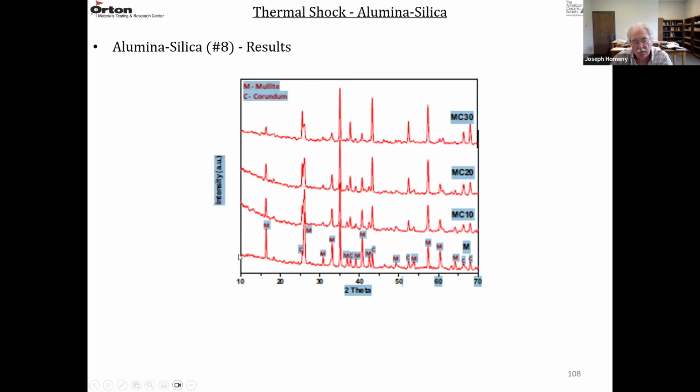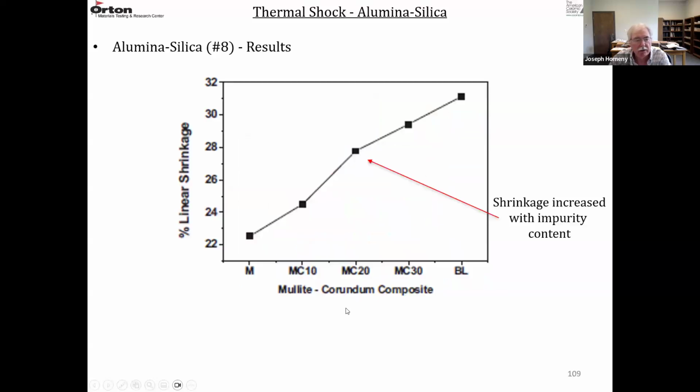So this is an X-ray diffraction pattern, intensity versus the angle 2 theta. M is mullite, C is corundum. So this goes from 70% mullite to 100%. It's not quantitative, it's just qualitative. But if you look at C for corundum, the peaks get more intense as the corundum content goes up. So basically, they're just showing you have corundum and mullite present, just verifying they made mullite at that firing temperature.